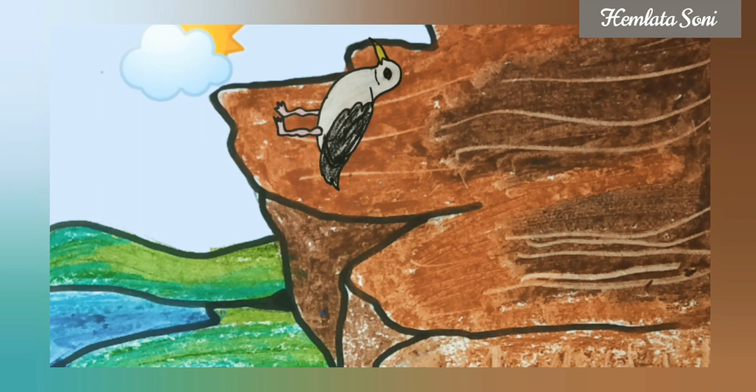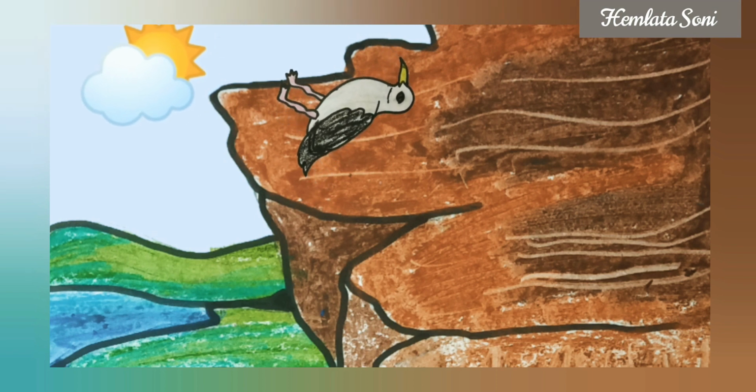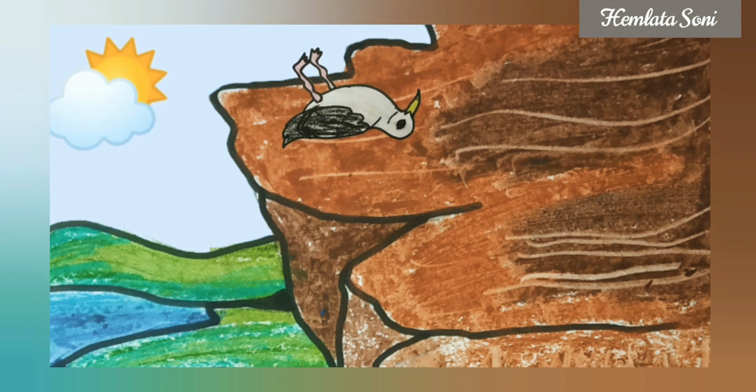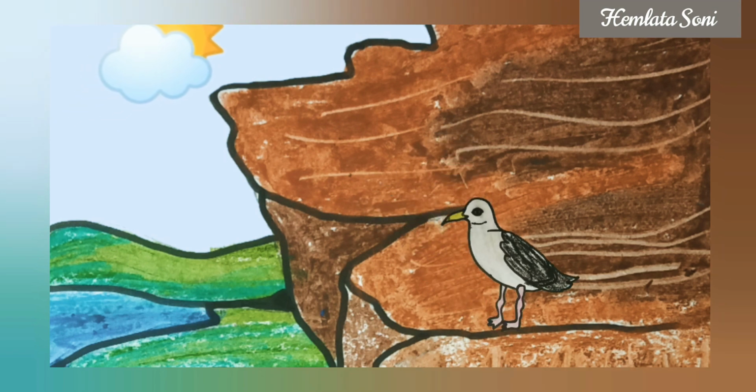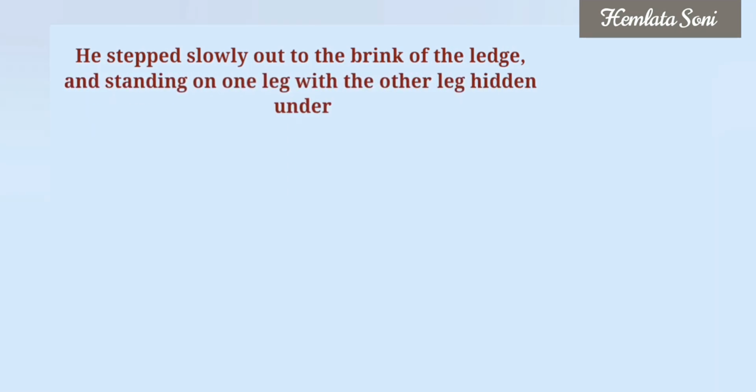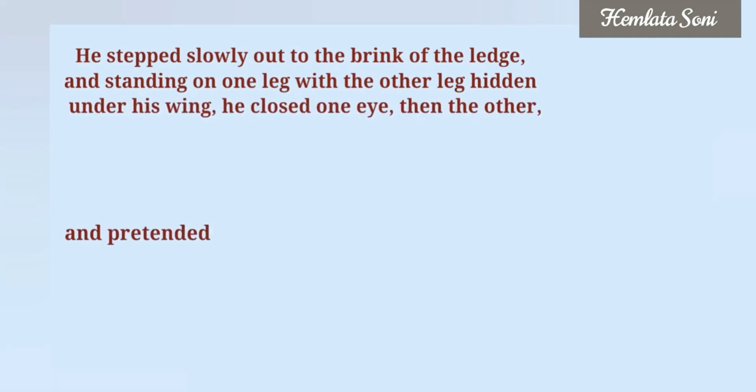The sun was rising, and because of the heat it was unbearable for the seagull to sit there, because already he was tired, already he was hungry, and now the sun was shining brightly, so he was restless. He stepped slowly out to the brink of the ledge and, standing on one leg with the other leg hidden under his wing, he closed one eye, then the other, and pretended to be falling asleep. Still they took no notice of him.